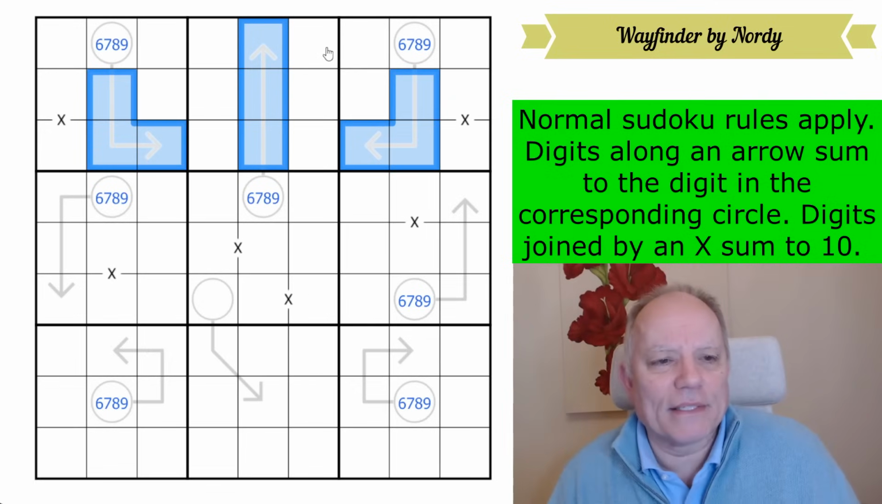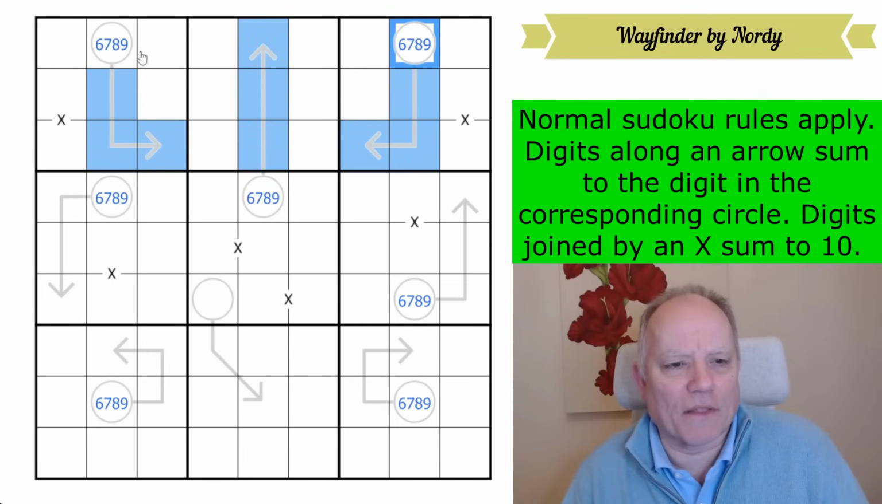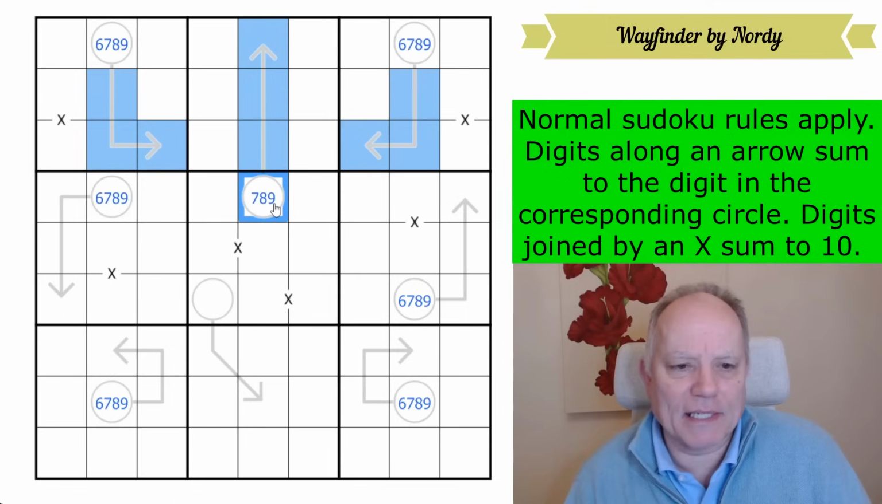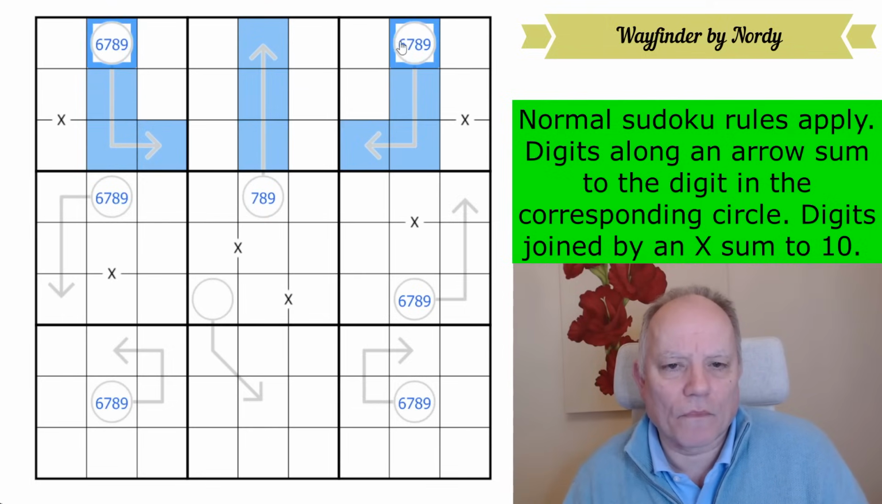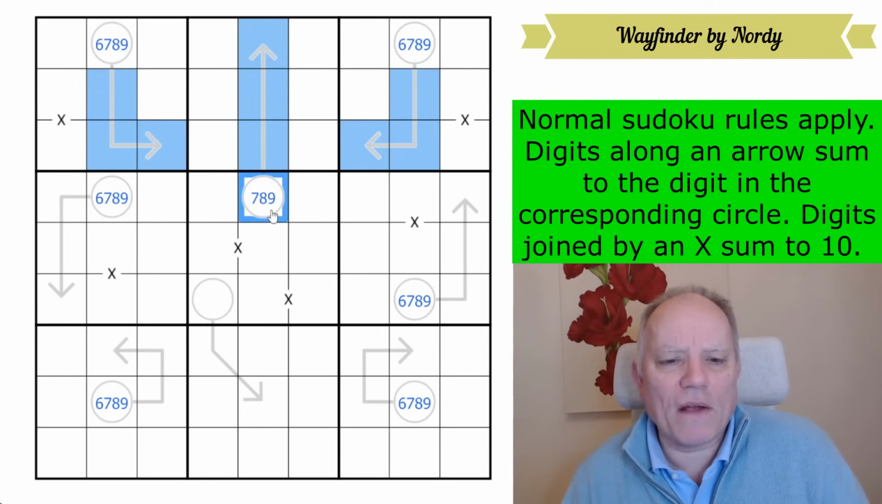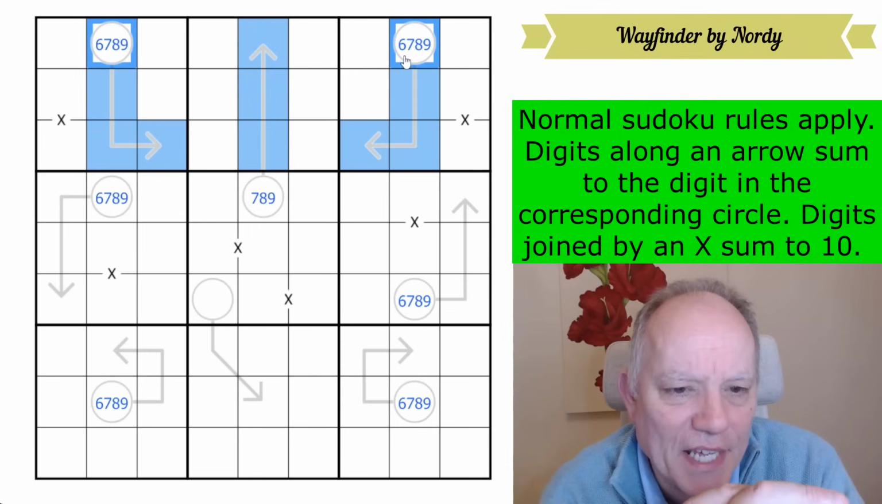And that means that none of them can be a 6, I think. If that was a 9-8 pair, this would be at least a 7. And if that was a 9, the maximum it can be, these have to add up to at least 15.